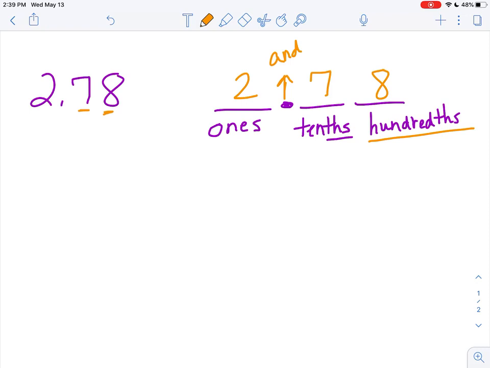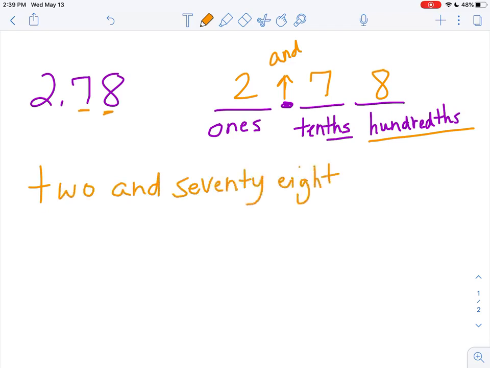Could we write that in word form? We sure could. 2 and what? 78. What was the last thing we know? It was in the what place? Hundredths. Good job. So does that bring it back, kind of jog your memory a little bit? All right, what if I had this number?